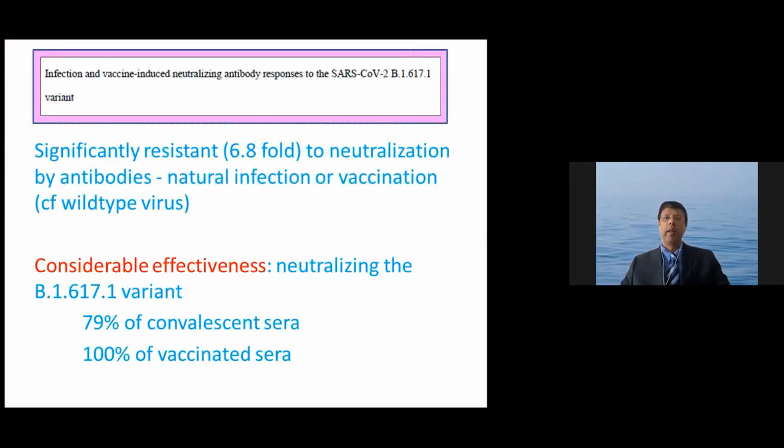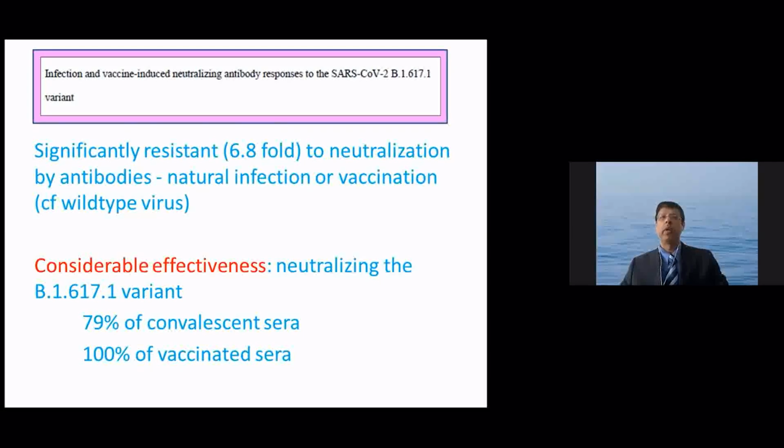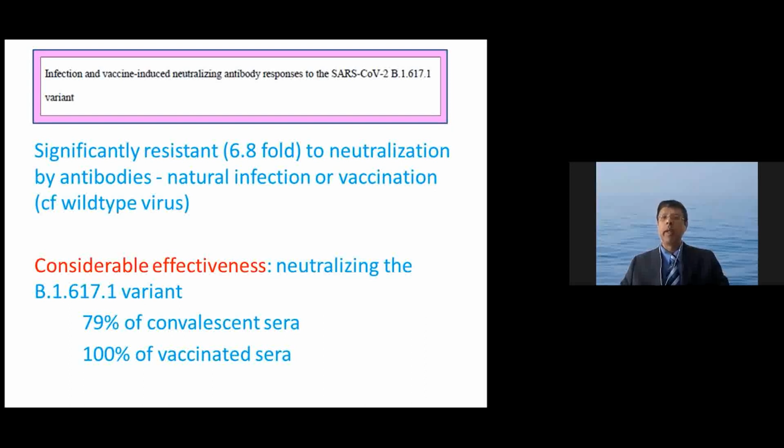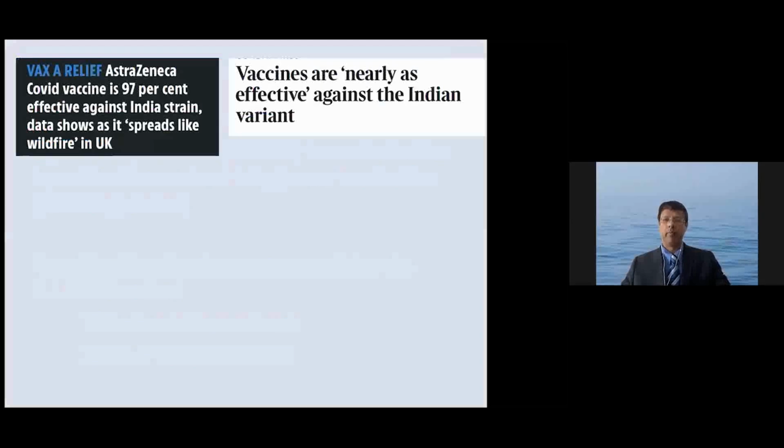Next, we have the group in Atlanta who also did studies and found a 6.8-fold reduction in neutralization by antibodies. However, there was considerable effectiveness in neutralization of the Indian subvariant 1 in 79% of people who had recovered from COVID and 100% of vaccinated sera. So it is reducing the neutralization, but still the vaccines were effective. And that's the important thing. The reduction does not go below the threshold of effectiveness.